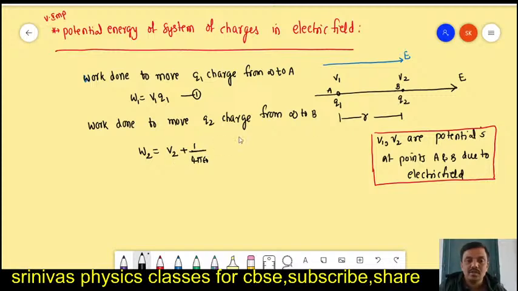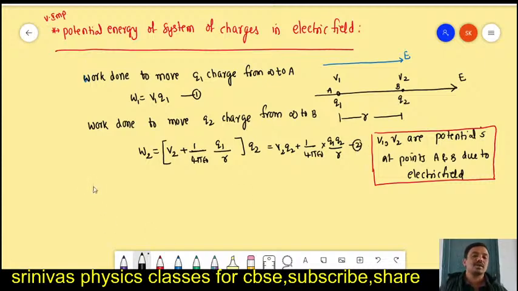The potential due to the electric field is V2, and the potential due to the Q1 charge is also there, that is Q1 by distance R. This is the total potential. Potential into what? Potential into the charge, and the charge we are moving is Q2. This is equation 2. Then we simplify this and we will get V2 Q2 plus 1 by 4 pi epsilon naught into Q1 Q2 by R. This is equation 2.